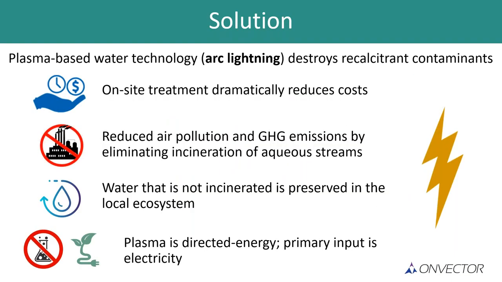We address this using plasma. Plasma, which is arc lightning, literally lightning or ionized gas, is very robust and capable of destroying the most recalcitrant contaminants. And that results in much lower costs if the treatment can occur on site. And then the environmental impacts are also significant, not only reducing emissions, but also water savings. And just remember, plasma is primarily a directed energy type of treatment. So as we move into a more evolved grid and electrification environment, this is in fact a very clean solution that reduces sludging and chemical inputs.